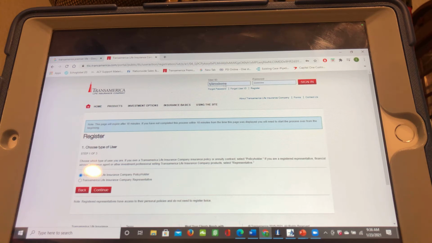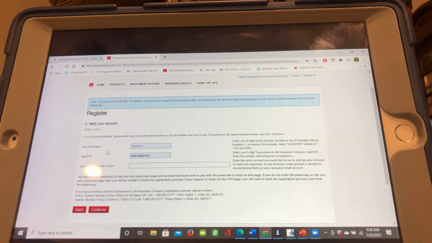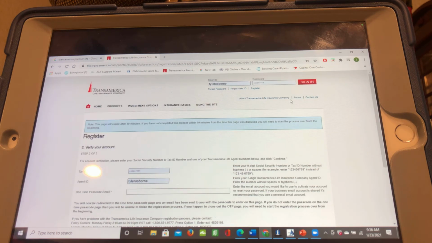Then you'll go ahead and register yourself. You'll click register, Transamerica Life Insurance Company Representative. Click continue. Then all this stuff you enter here. Hit continue. Then you'll start getting your registration done. Boom. All right. You good, Larry? Oh yeah, I'm in, man. I'm ready to go on, I just don't know how to find the IUL right now. That's what I'm looking for.